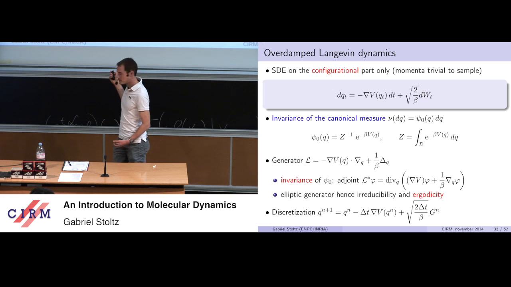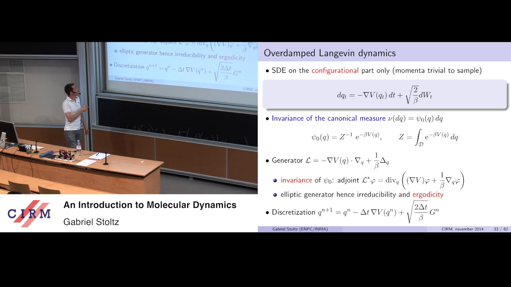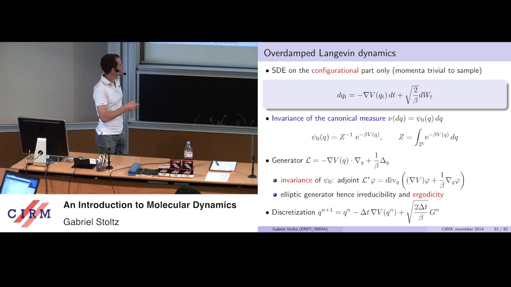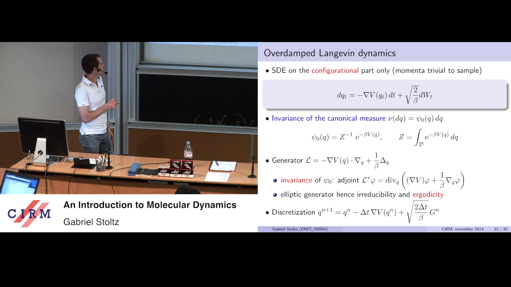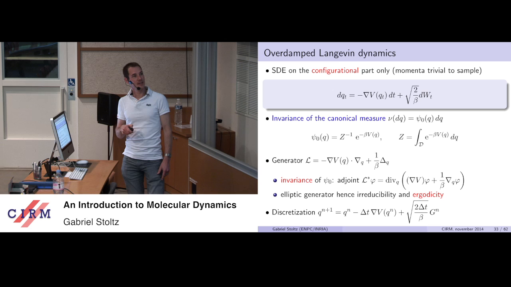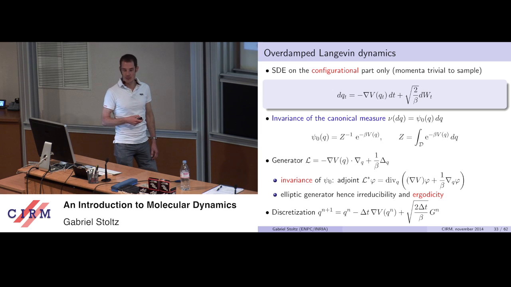So the way you see that is that you write down the generator of this dynamics. It's minus grad V dot nabla_q plus 1 over beta times the Laplacian, using the general rules for SDEs I've presented before. You compute the adjoint of this generator with respect to the L2 scalar product, and then you obtain this operator. And then you simply replace phi by exponential of minus beta V, and you realize that this quantity, what is inside those brackets, is 0 when phi is replaced by exponential of minus beta V. So the canonical measure is an invariant measure for this process.